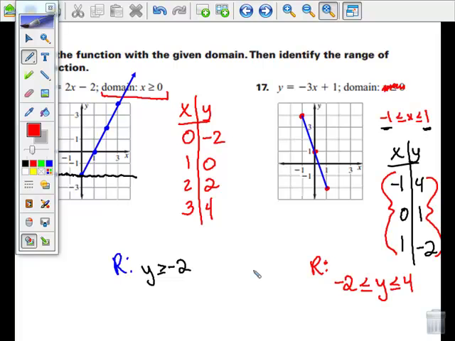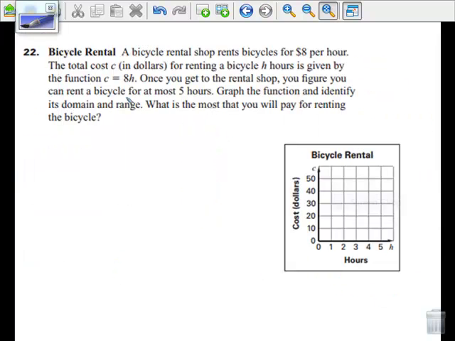Okay, next. A bicycle rental shop rents bicycles for $8 per hour. The total cost C in dollars for renting a bicycle h hours is given by the function C equals 8h. So the cost is $8 per hour. Once you get to the rental shop, you figure you can rent a bicycle for at most 5 hours. Graph the function and identify its domain and range. What is the most that you will pay for renting a bicycle?